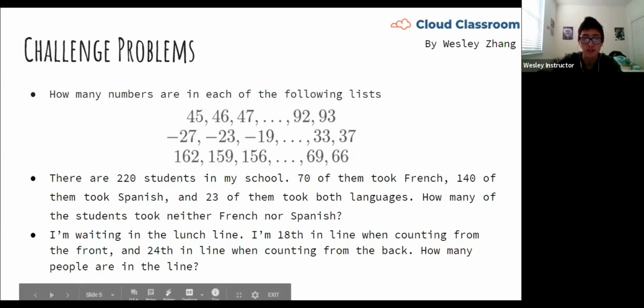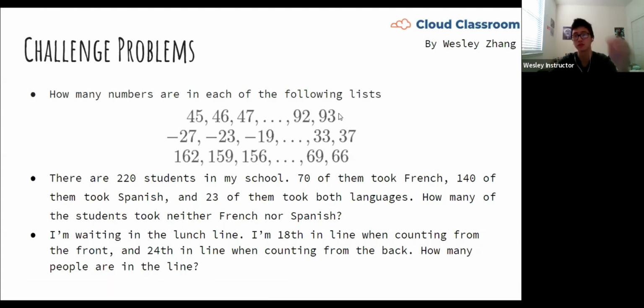All right, so here's a hint for the second list. So the first one's pretty straightforward. You just use the equation we learned. But for this one, none of these numbers are divisible by any common number. So what we want to do is make all of these numbers divisible by a number. So one way you guys can do this is to subtract one from each number to make all these numbers divisible by four. So negative 27 minus 1 is negative 28.